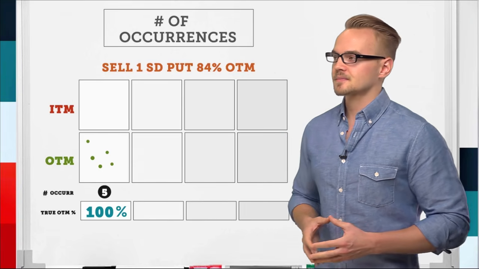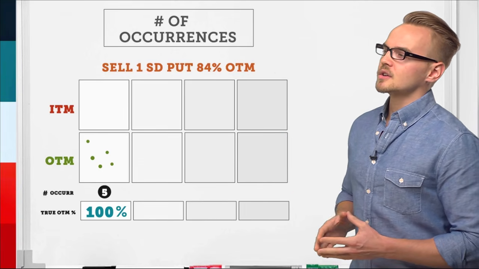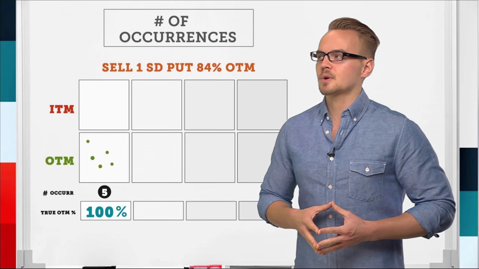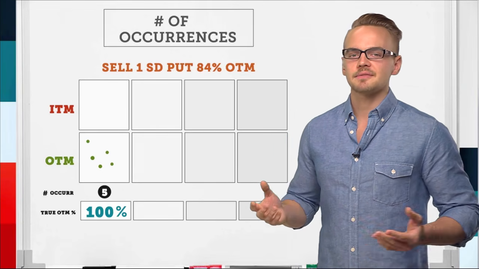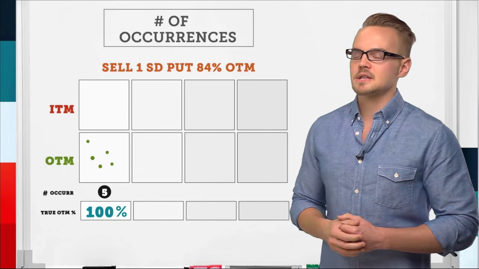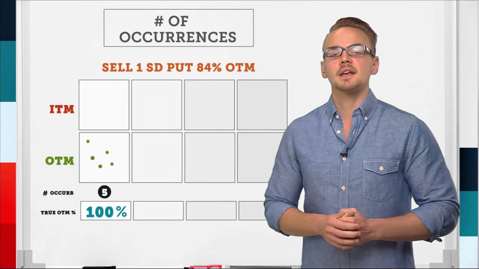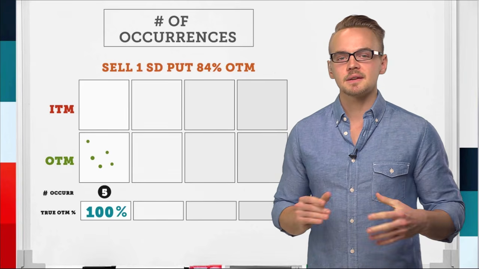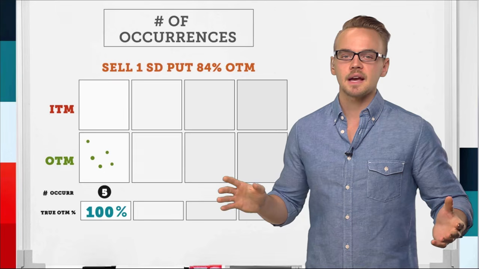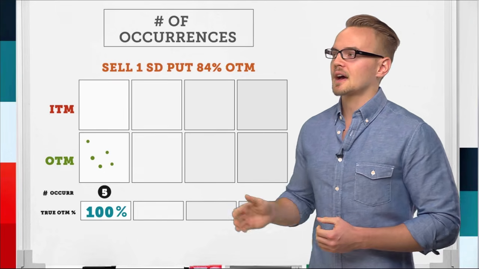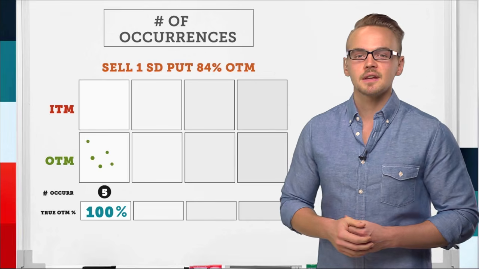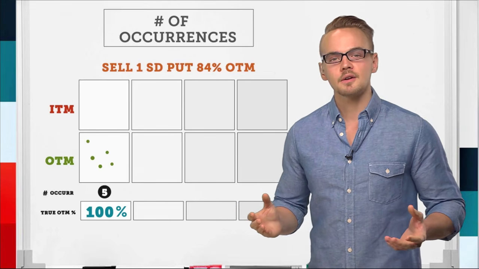Let's take a look at number of occurrences, and we're going to throw on 5 occurrences. Let's say over the course of 5 months, I sold a one standard deviation put, 84% out of the money, and I let it expire. I didn't manage it at all. This is just looking at expiration. Out of these 5 occurrences, I've got 5 that expired out of the money. So right now I'm at a win rate of 100%.